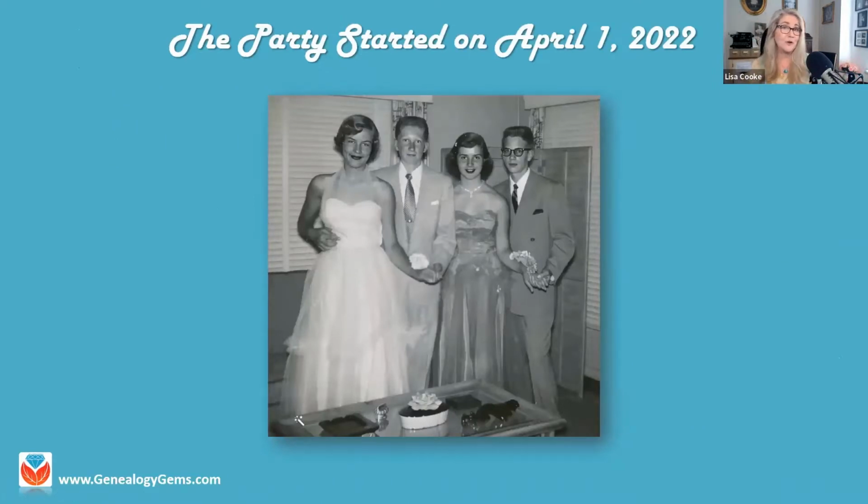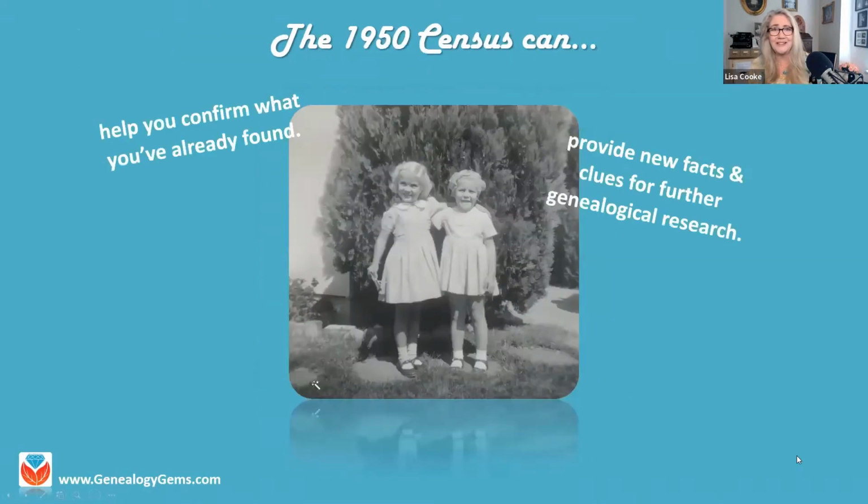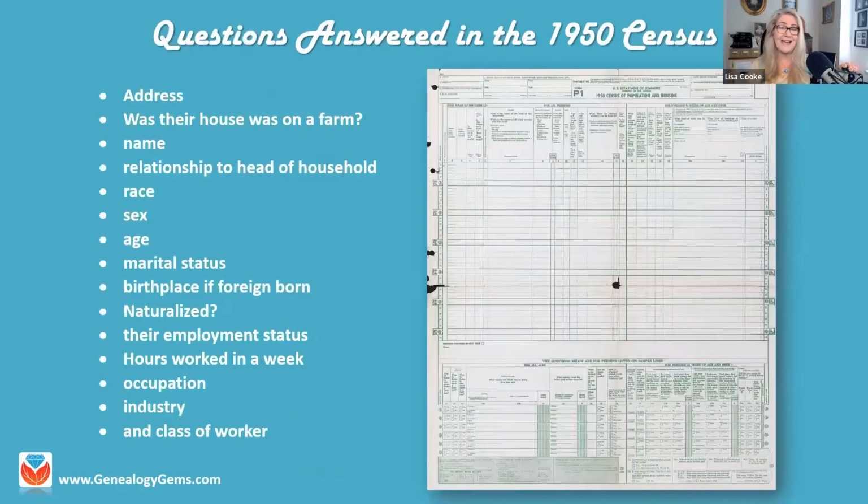So I'm so thrilled to be able to say the party has already started. I have taught versions of this presentation for the last year, and I've always had to say, oh, we have to wait, but we don't have to wait anymore. And that is really good news, because the 1950 census can help you do many things as a genealogist. It can help you confirm what you already know about your family. It can also provide some new facts and clues, particularly things that might further your research. It might even clear up some things that you thought you knew that weren't quite right. So it's really exciting to have a brand new record collection to work with.